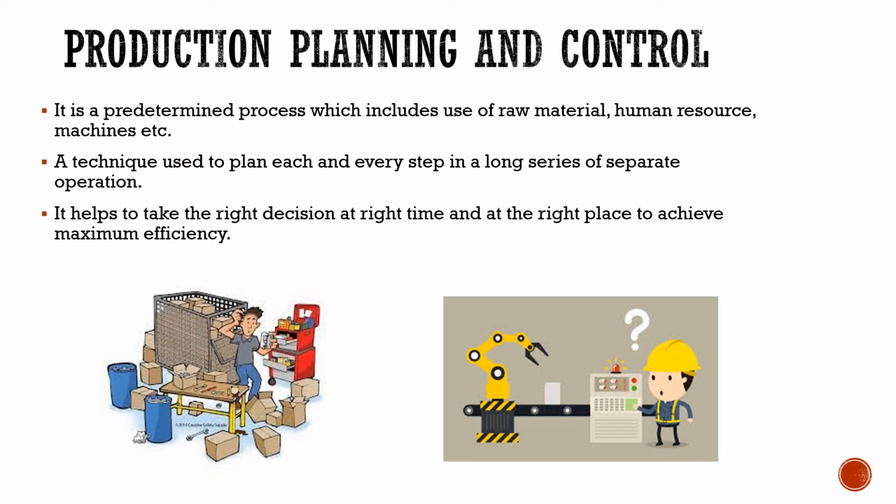So decisions related with the raw material, whether you have to have overstock or understock, or you are going to buy large quantity of raw material, or you are going to have a just in time manufacturing system in which you can have zero inventories. These types of decisions you have to take in the planning process and controlling. So this is called production planning and control, which helps to take the right decision at the right time at the right place to achieve the maximum efficiency.